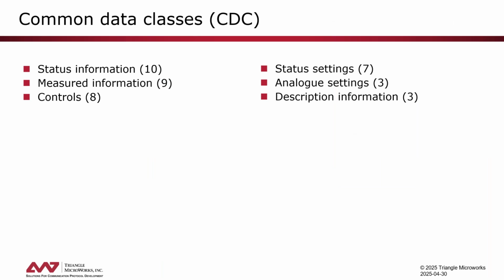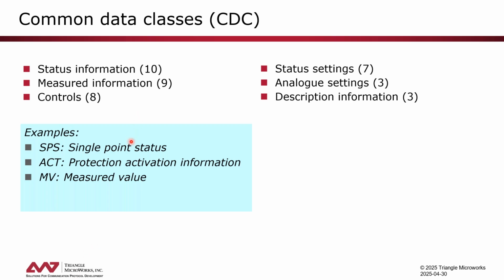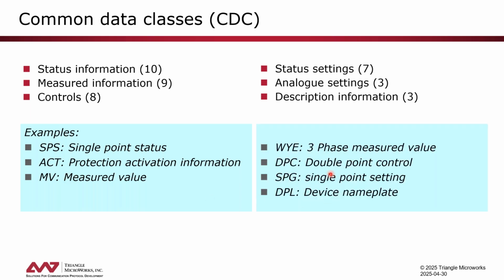This slide again shows a few examples of common data classes that are also grouped. We have single point status as one example for status information. We will talk about the protection related common data classes a little bit later. We have common data classes for analog values, measured values. We also have common data classes for the power system, for the three-phase values that we typically have in our power systems. We have controllable objects, and we also have settings. So in our data model we have data objects that are settings of the protection functions as an example, and we also have nameplate information.